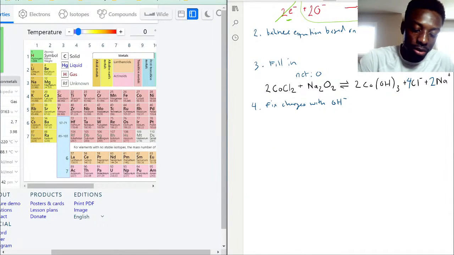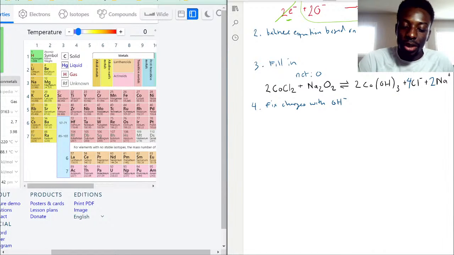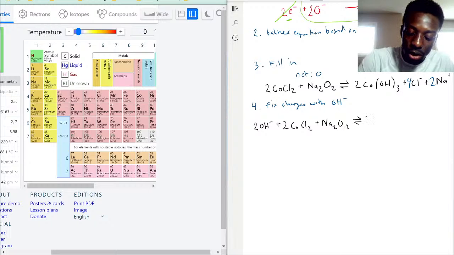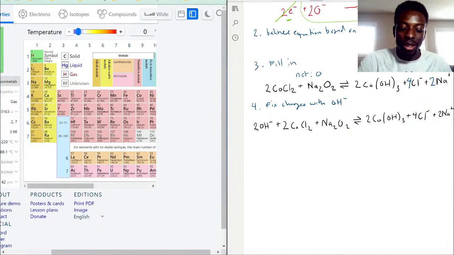So now we're going to fill in OHs. Now how many do we need? To make it a net charge of -2 like this side, we need to add 2 OHs. So now as our equation, we're going to have 2 OH minus, now we fix the charge, 2 COCl2 plus Na2O2 turns into 2 CoOH3 plus 4Cl minus plus 2Na plus. As you can see, it's getting quite lengthy. So now we've done that.